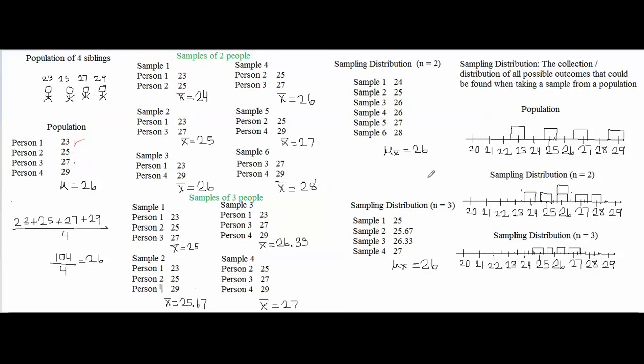So let's label the population mean under each of these histograms. We can see that the population mean of 26 is at the center of each of these histograms. Remember, the symbol for population mean is mu.